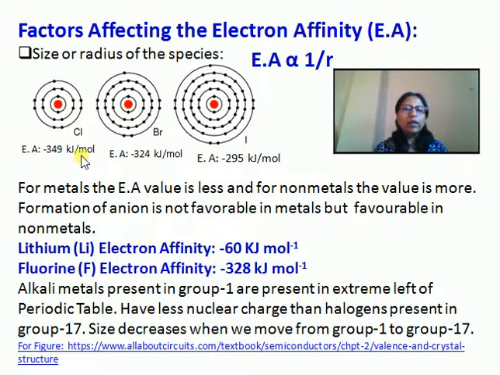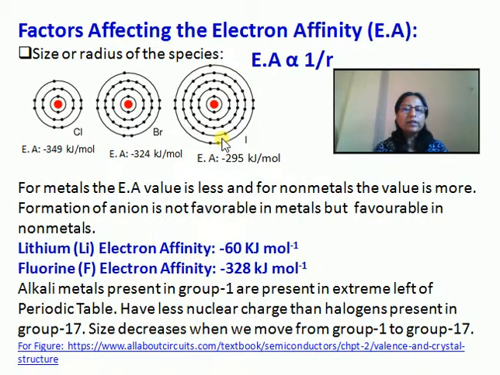When we form Br to Br minus, the amount of energy released is minus 324 kilojoule per mole. That is less than what we got in the case of chlorine to chloride formation, and in the case of iodine it is again less than bromine to bromide formation. That means as the size is increasing, the amount of energy released is less.